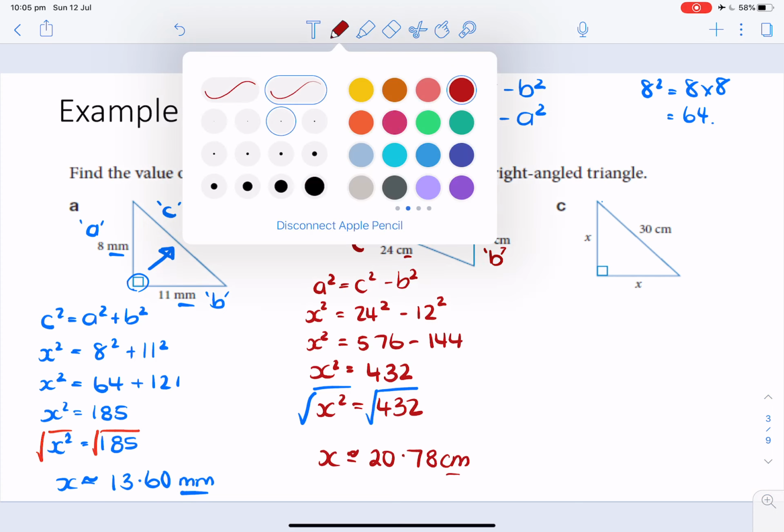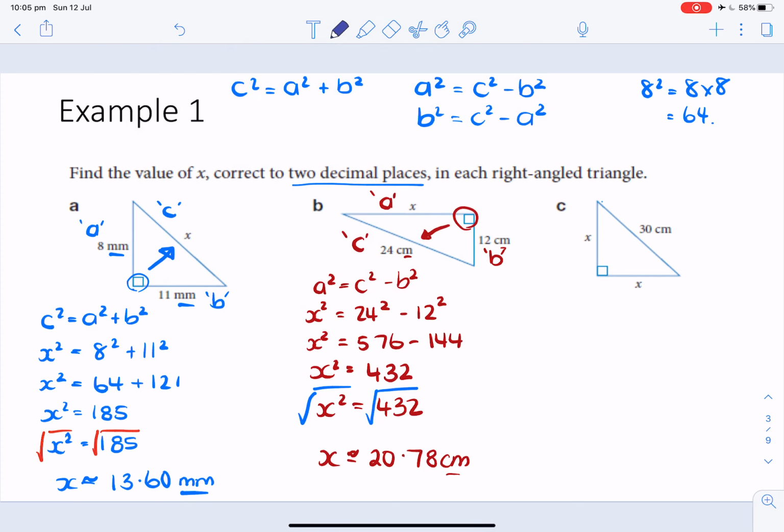Part C is a square. I've got two sides that are the same value, x and x. And if I was to put a mirrored triangle like that, I would end up with x and x. I would end up with a square. So this is called a square triangle.